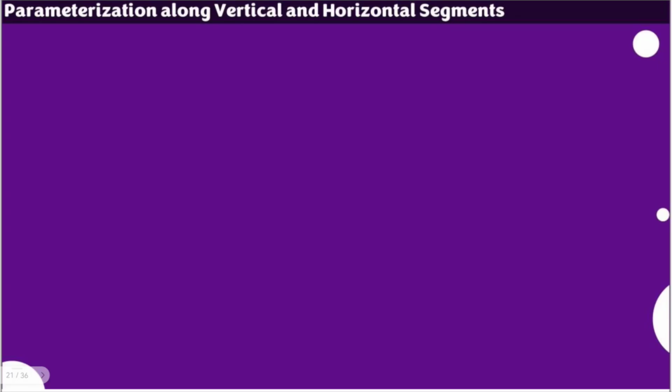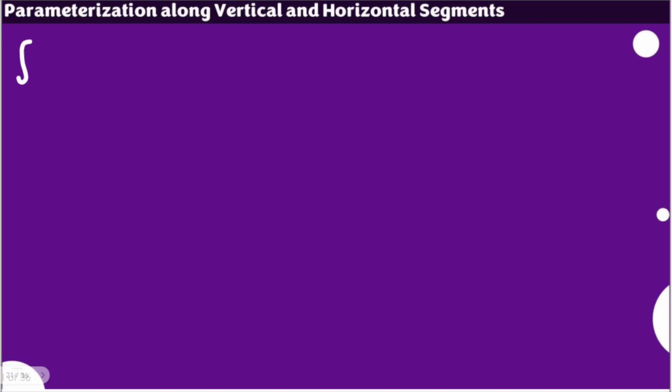Here, we are going to provide the formula for the parameterization of our real line integral along vertical and horizontal segments. We'll have some illustrations later on for some examples, but this time, let's talk about how to parameterize our path with vertical and horizontal segments.